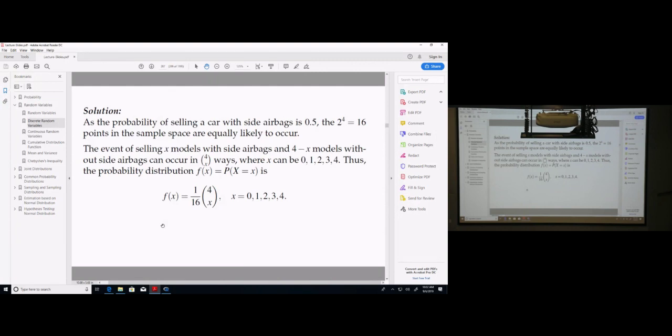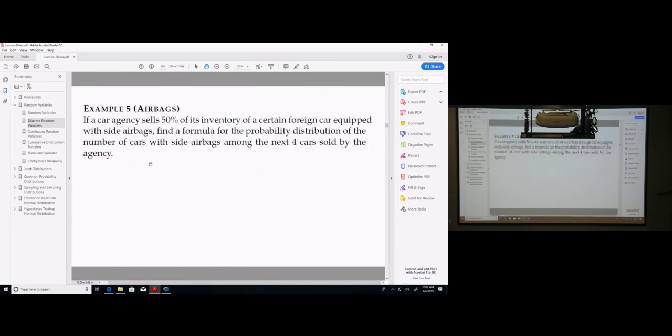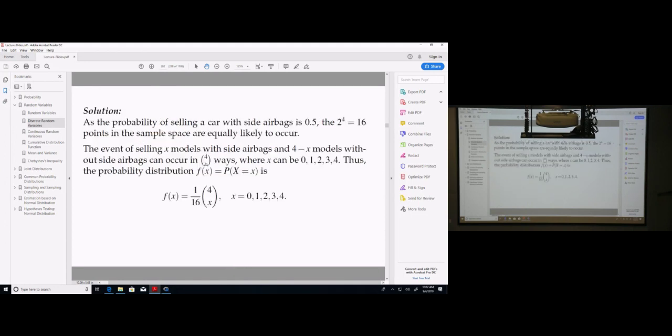So now we are calculating it in a general situation. First of all, decide what are all the possible values of the random variable. The first thing is I introduce a notation. The random variable big X is the number of cars among the 4 cars sold with side airbags. All right, so this is the definition. Now once I define my big X this way, what are the possible values of big X? It would be 0 or 1 or 2 or 3 or 4.